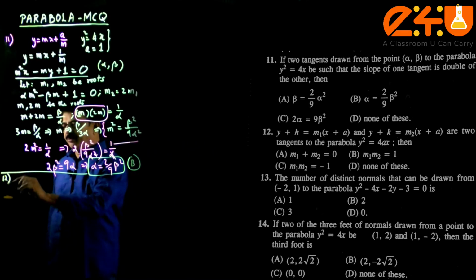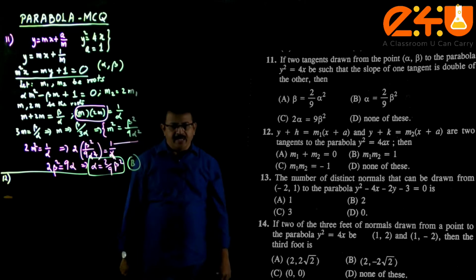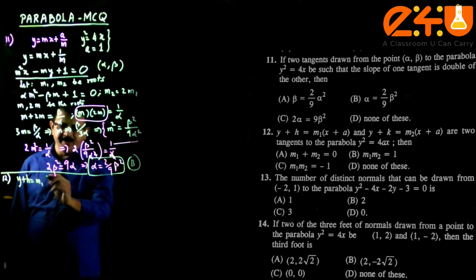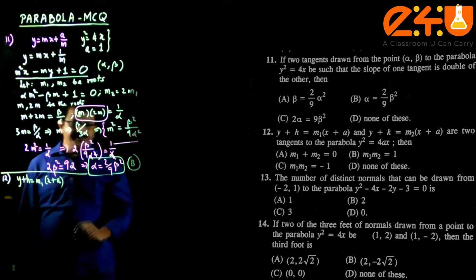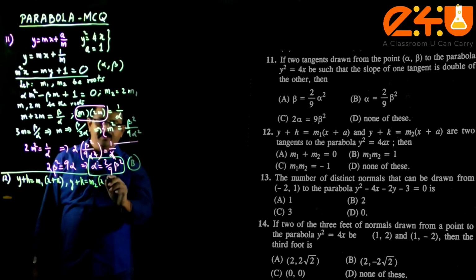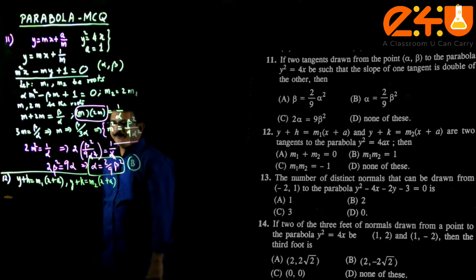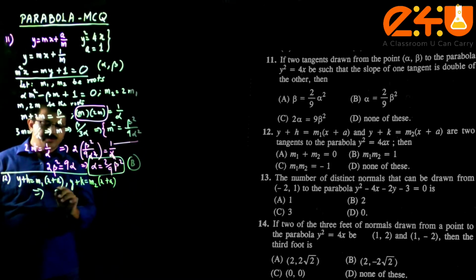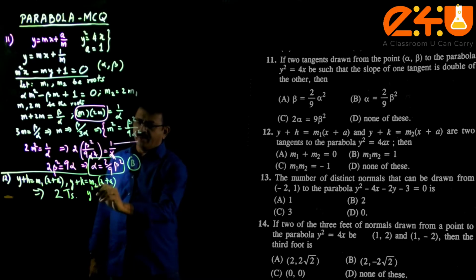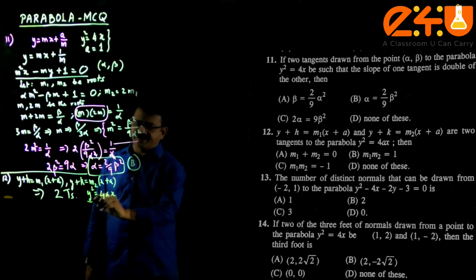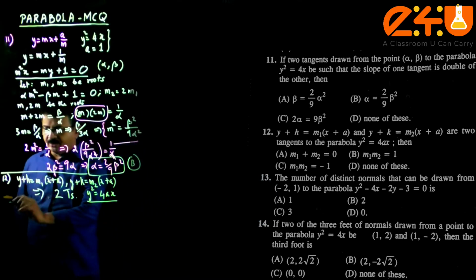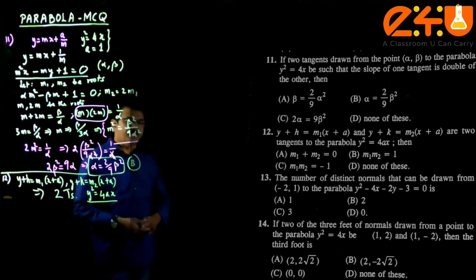Question number 12. Let me write: y plus h equals m1 times x plus a. There is another line, y plus k is m2 times x plus a, and he says they are two tangents to the parabola y squared equal to 4ax.